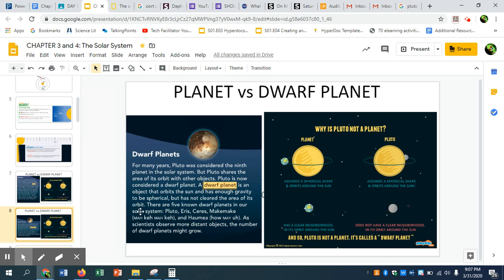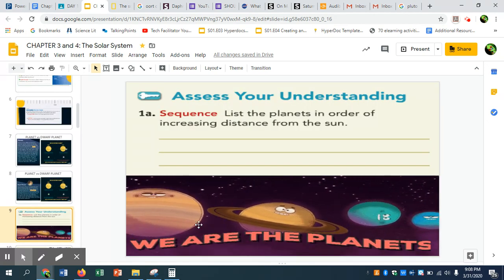So we have five official dwarf planets, and we're always finding new dwarf planets all the time. Probably by the time your kids are in school, if you have kids, we're going to have a slew more of dwarf planets out there. The five dwarf planets that we recognize right now are Pluto, Eris, Ceres, Makemake, I love saying that word, and Haumea.